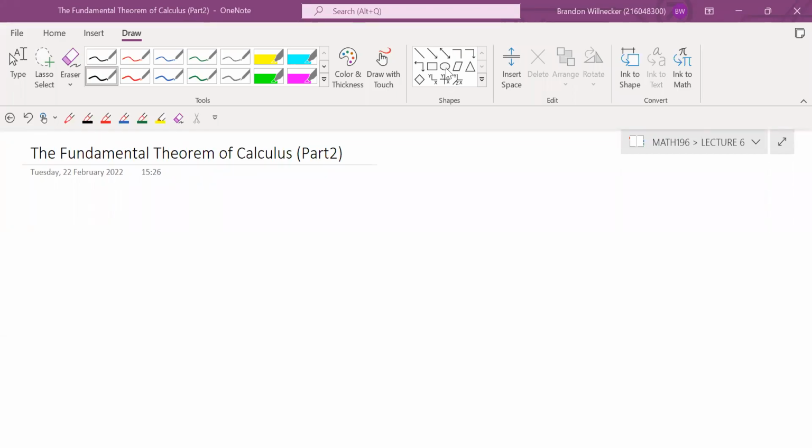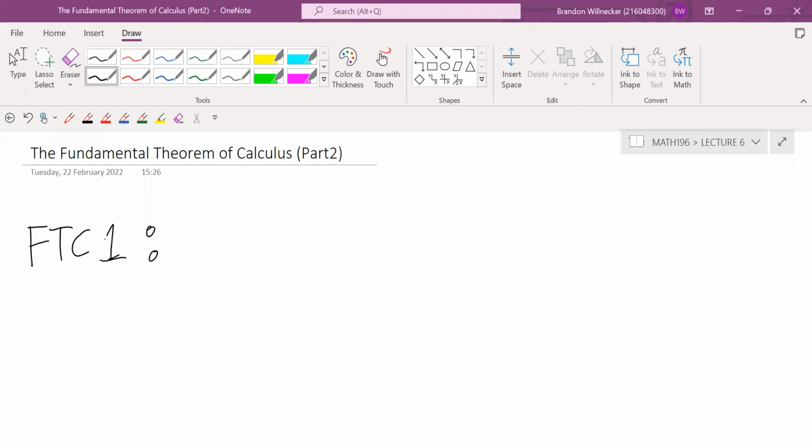Hi. So last time we took a look at the Fundamental Theorem of Calculus Part 1, also known as FTC1, and we saw that it relates the ideas from differential calculus with the ideas of integral calculus, which we have been looking at. So let's just do a quick recap of what FTC1 was all about.